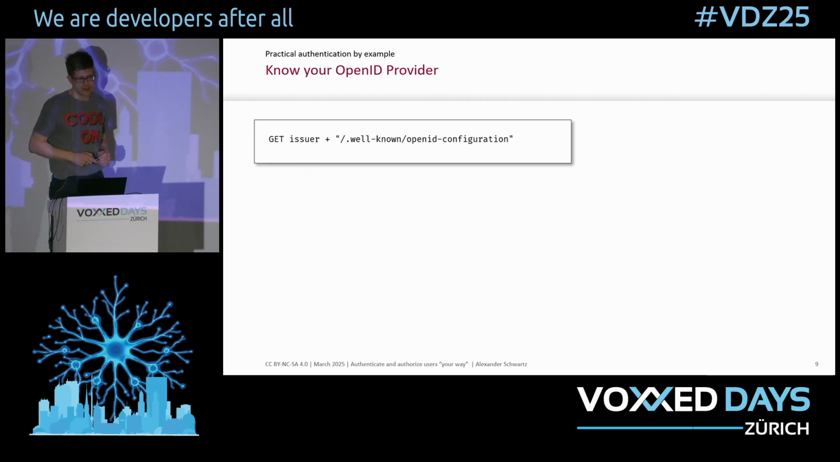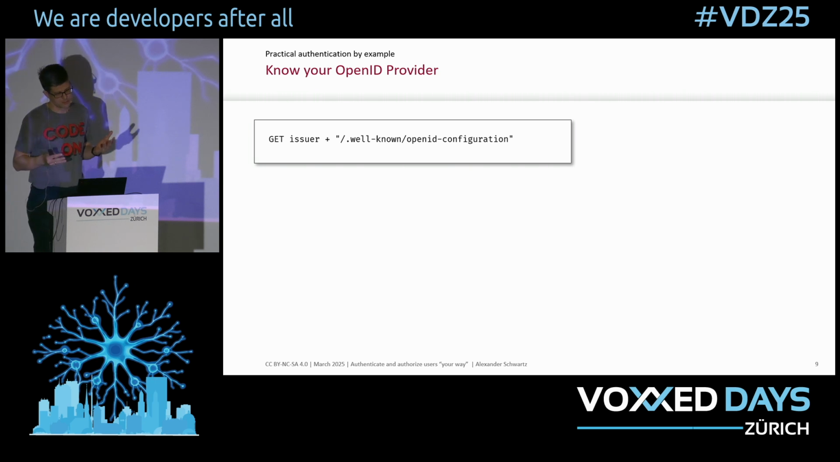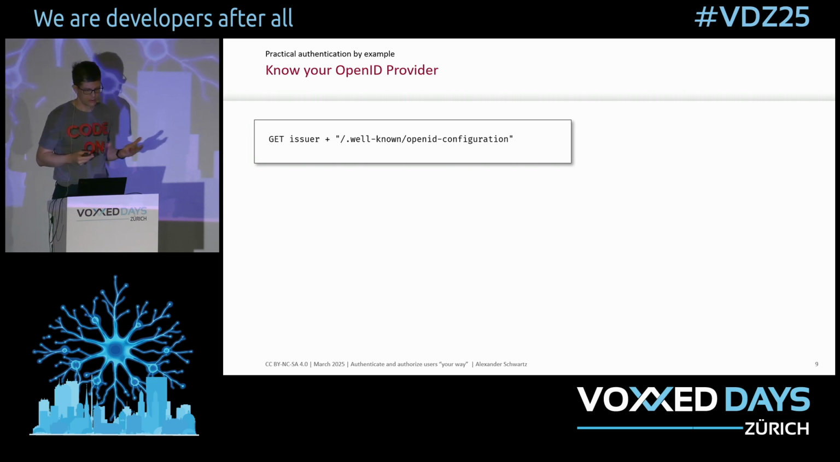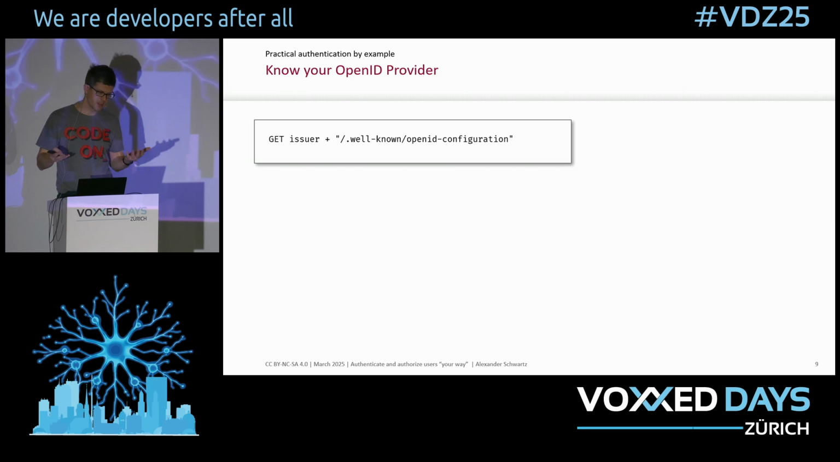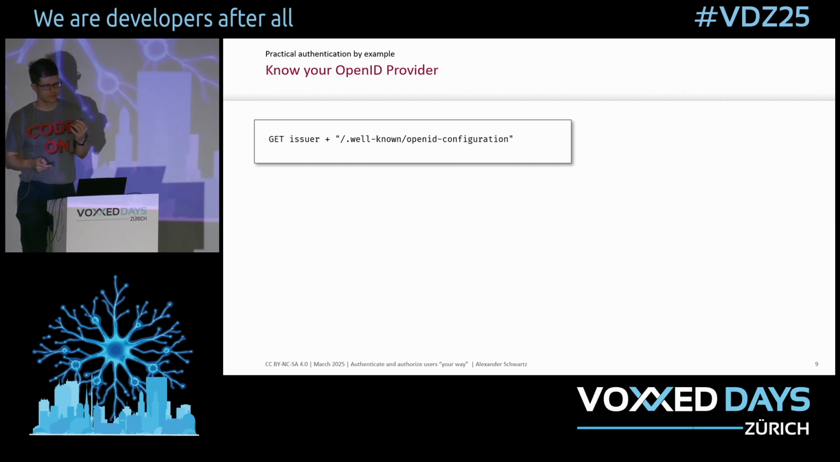So OpenID Connect really starts with a URL, and this URL is called .well-known/openid-configuration. It's self-describing, a way for an OpenID provider to self-describe what capabilities it has. And it's actually very, very interesting.